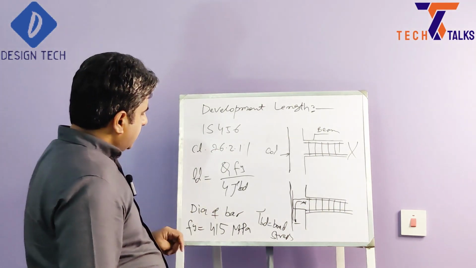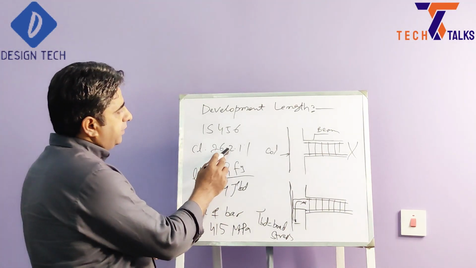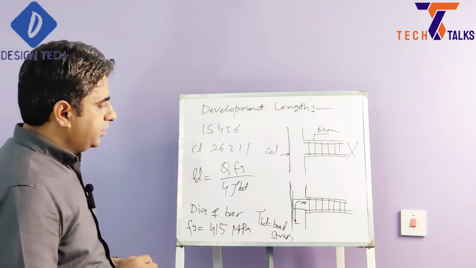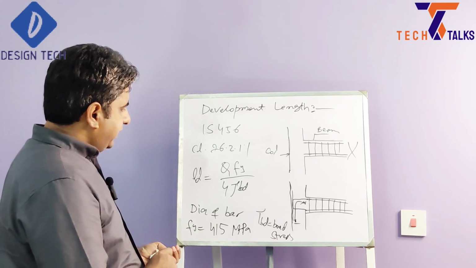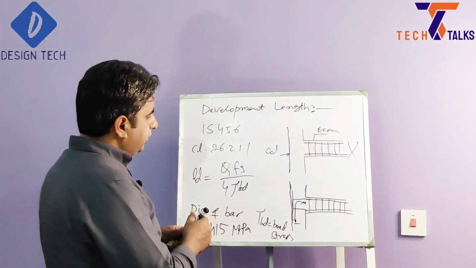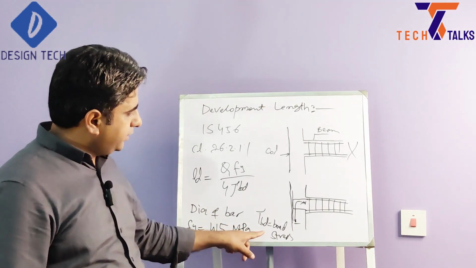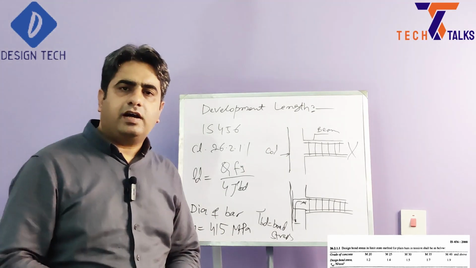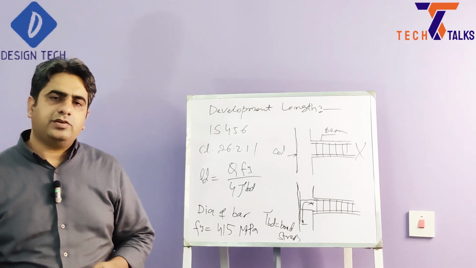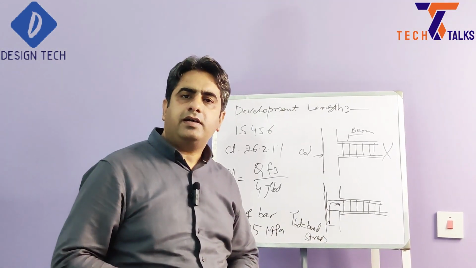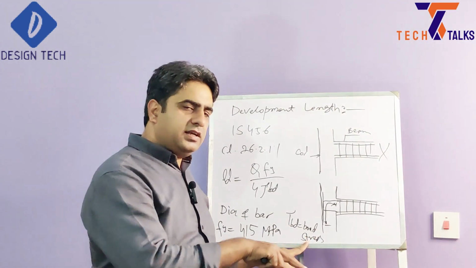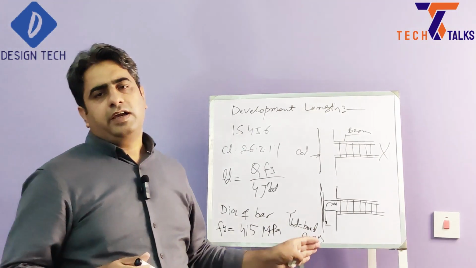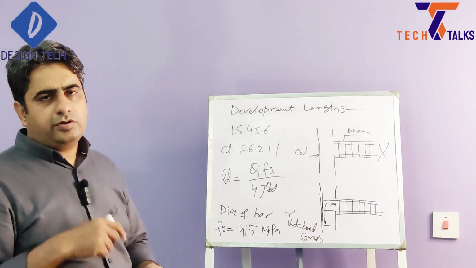In this formula there is one table, 26.2.1.1, from where you will get the value of bond stress depending on your grade of concrete and dia of bar. So if you are using plain bar, then you can simply use value from this table. But if you are using deformed bar, which mostly nowadays is used in every project, then you need to multiply these values whatever we are getting from this table, by 60%. So you can increase its value by 60% when you are using deformed bars.